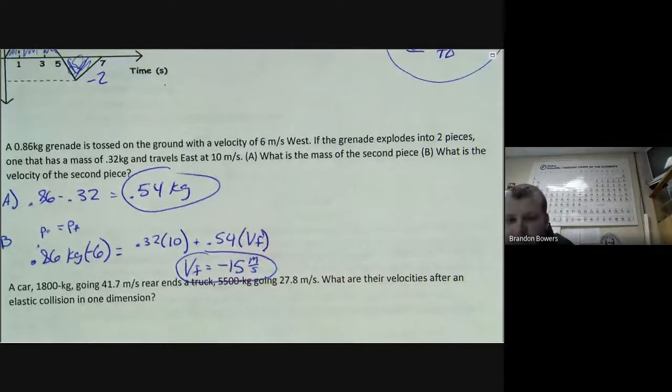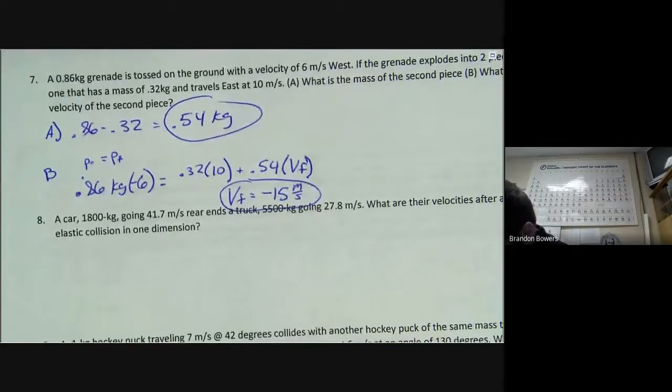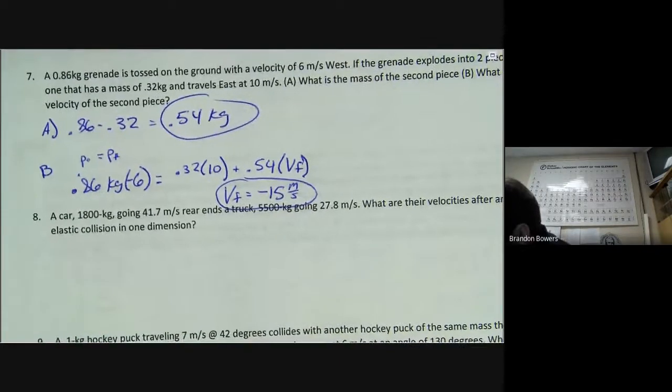Okay, number 8. Number 8 says a 1,800 kilogram car going 41 meters per second rear-ends a 55 kilogram truck going that. What are their velocities after an elastic collision in one dimension?